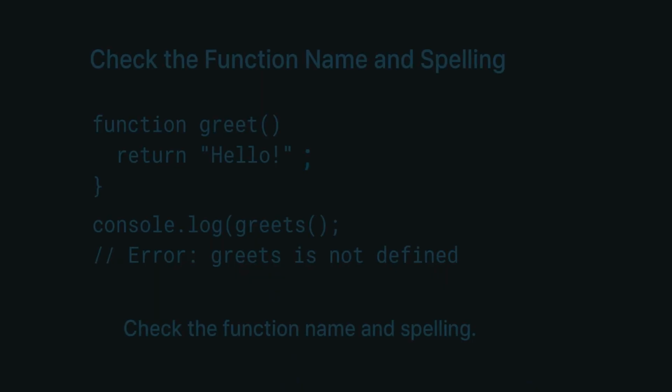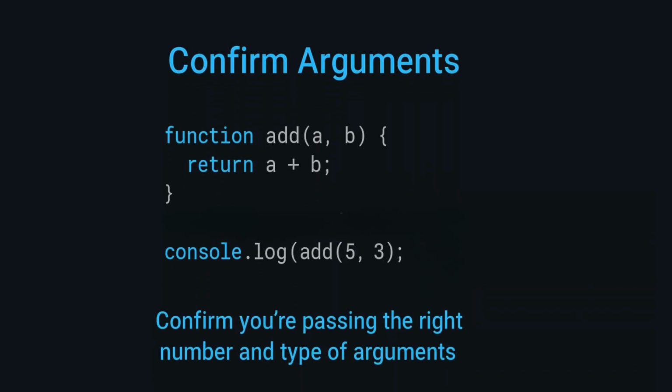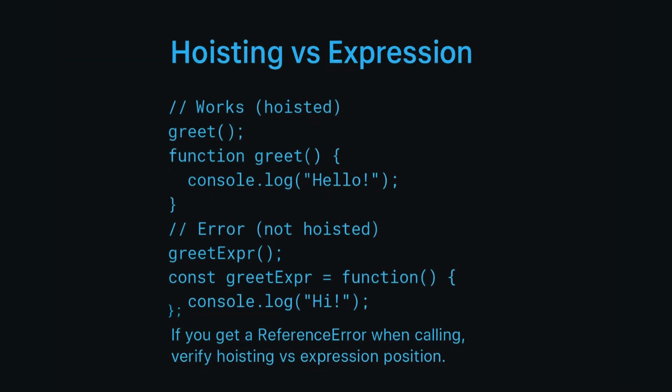If your function call doesn't work, check the function name and spelling. Confirm you're passing the right number and type of arguments. If you get undefined, you probably forgot return. If you get a reference error when calling, verify hoisting versus expression position.